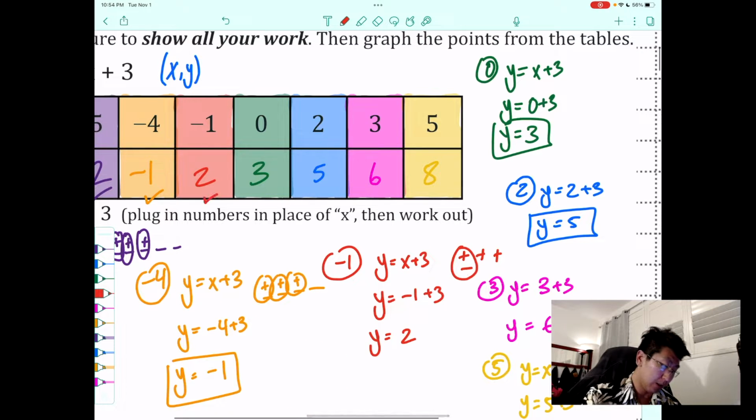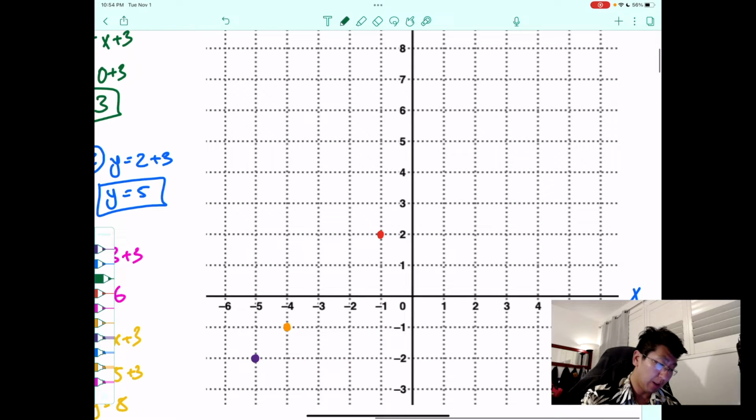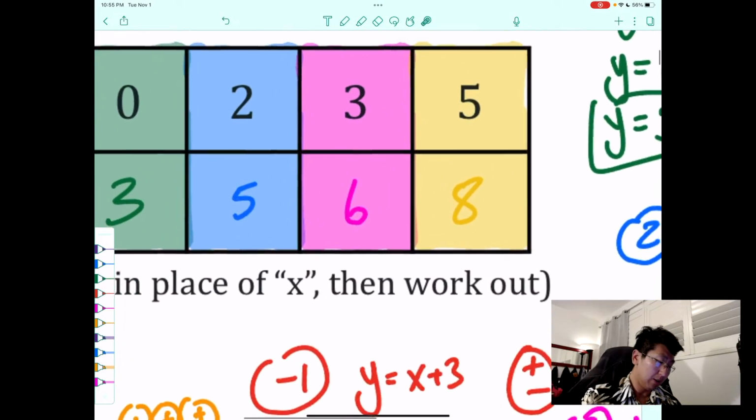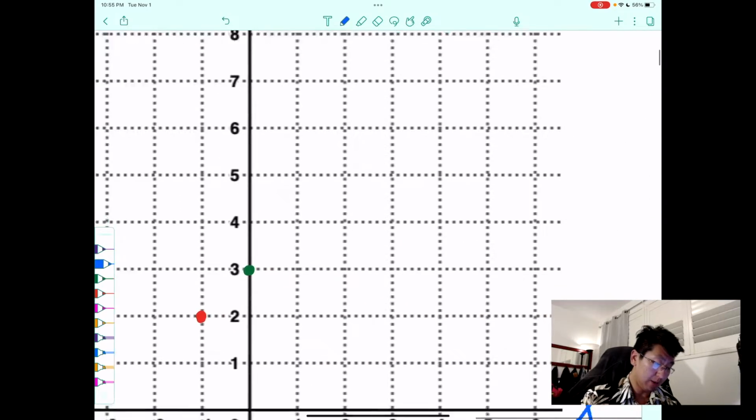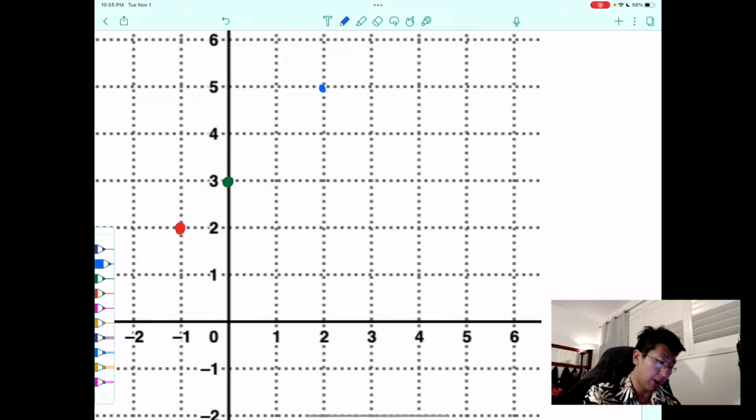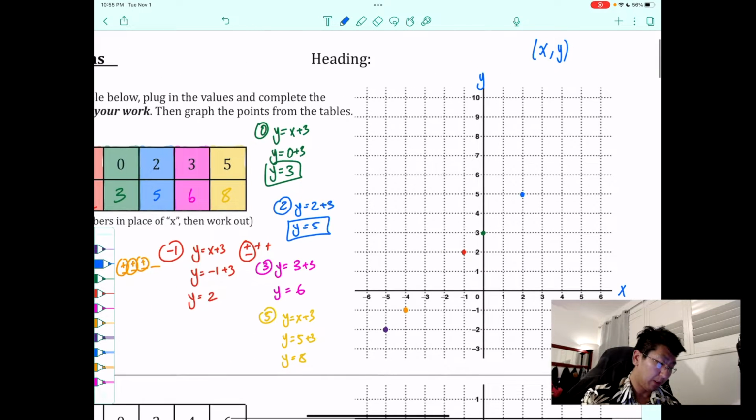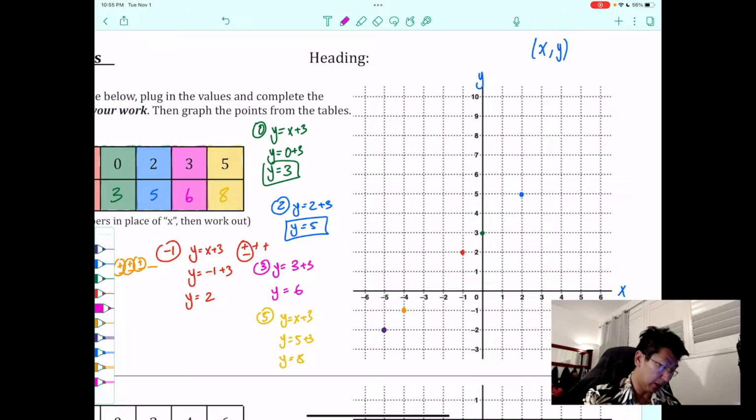Check. 0, 3. 0 on the x-axis, 3. So we're not going left or right. We're just going up 3. 2, 5. Go find 2 on the x-axis, up 5. 3, 6 is in pink. 3, 6. And the last color was a little bit off. 5, 8.